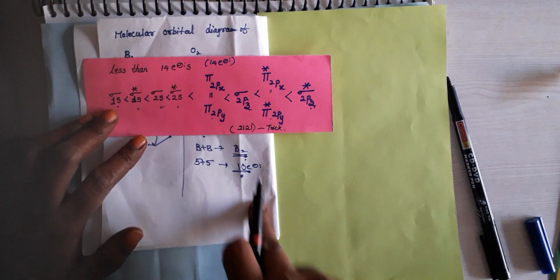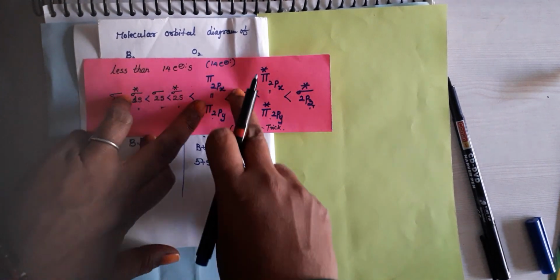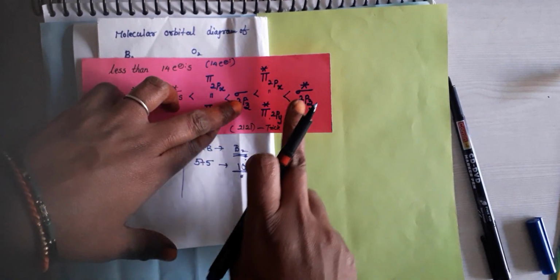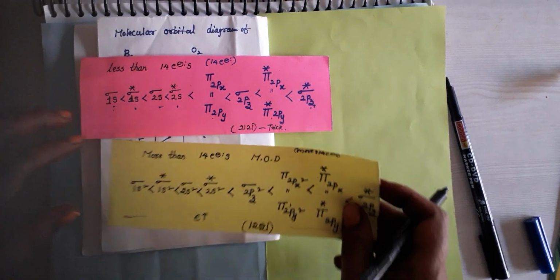Sigma 1s, sigma star 1s, sigma 2s, sigma star 2s, pi 2px, pi 2py, sigma 2pz, pi star 2px, pi star 2py and sigma star 2pz. This is for fewer than 14 electrons.